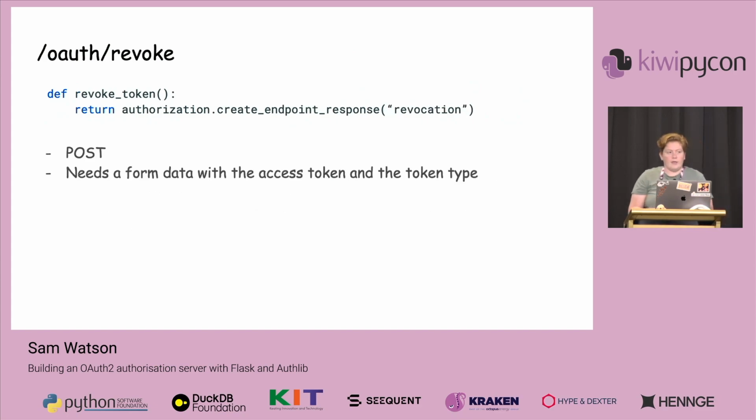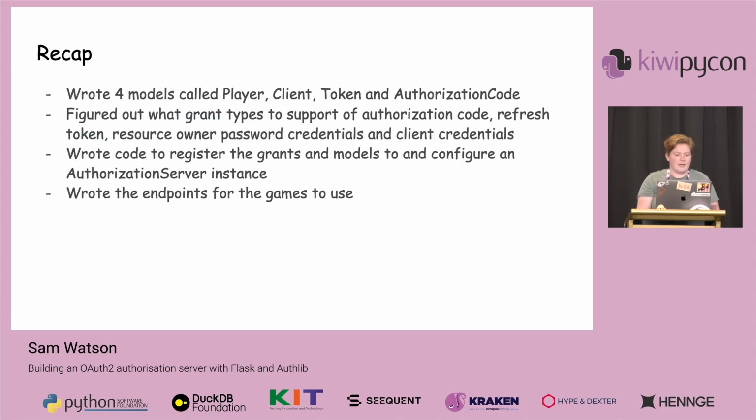The final endpoint we need for this to be an authorization server is the revoke endpoint. This one is similar to the token endpoint in that we just have to define it and return the method of the authorization server class to revoke the token. This just logs the player out when they hit the log out on their game. And that's it. Those are the main requirements to get an OAuth2 authorization server running.